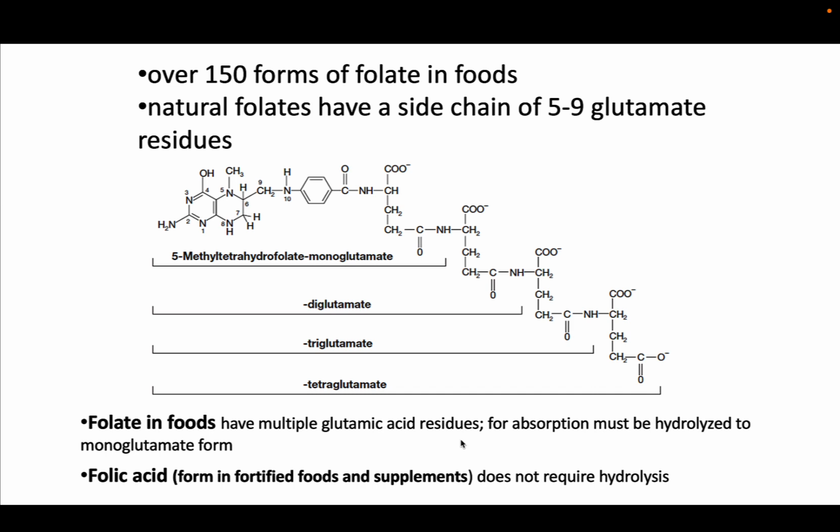You can also imagine that there could be different chain lengths of glutamate residues. And so right now we know there are over 150 forms that occur naturally in our foods, and they typically have a range of 5 to 9 glutamate residues. Folate in food will have to be altered in order to absorb it. We don't absorb it with all those glutamic acids on it, so we have to hydrolyze it down to the monoglutamate form, or folic acid.